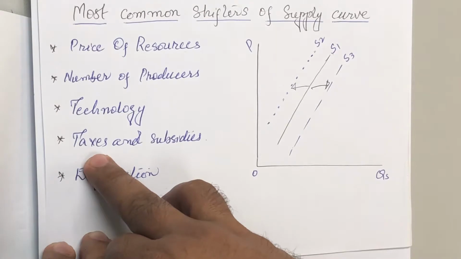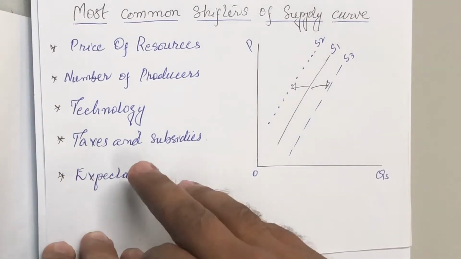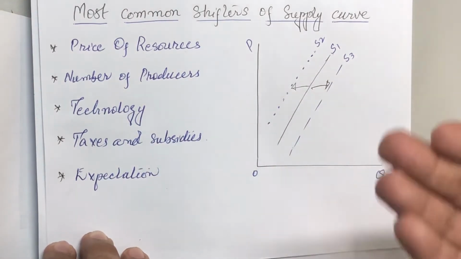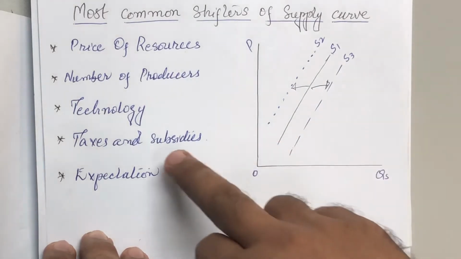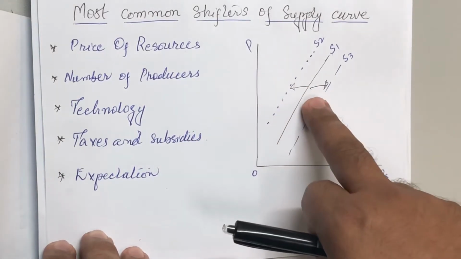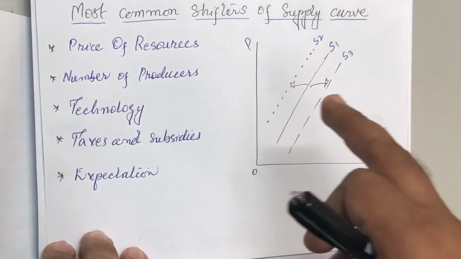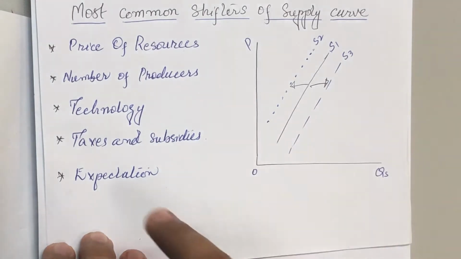Taxes discourage the supply, so it will shift from S1 to S2. And subsidies encourage the producer to supply more. So for subsidies, supply will shift from S1 to S3. For taxes, the supply will shift from S1 to S2.